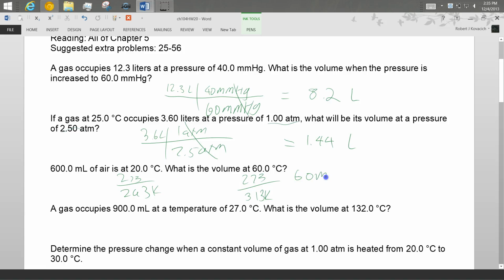Okay, so what I need is 600 milliliters here. It's not 333? Oh yeah, sorry. So I have 600 milliliters here, and my temp is going up. So what I need is for the volume to go up. So that'll give me 333 K and 293 K, and then that'll be milliliters. 682? Okay.